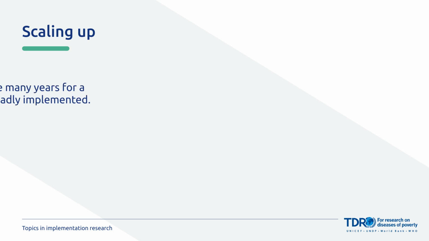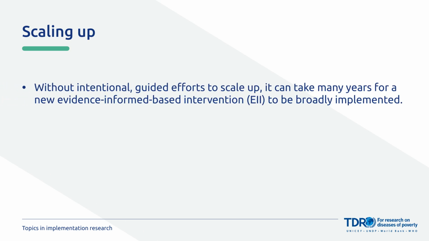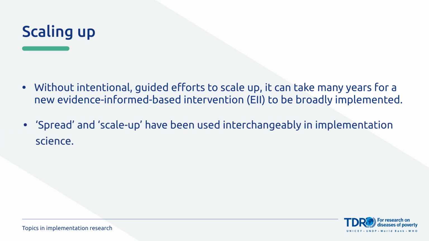Without intentional, guided efforts to scale up, it can take many years for a new evidence-informed intervention to be broadly implemented. In the realm of implementation science, the terms spread and scale-up have often been used interchangeably. Nonetheless, a distinction exists between the two concepts. Spread refers to the adoption and replication of an intervention, while scale-up specifically addresses the broader systemic or infrastructural requirements necessary to facilitate comprehensive implementation.